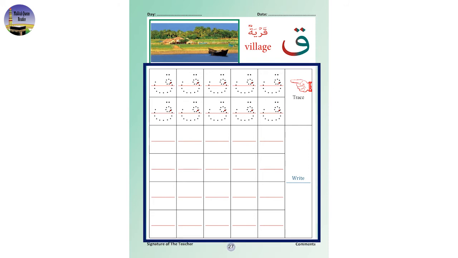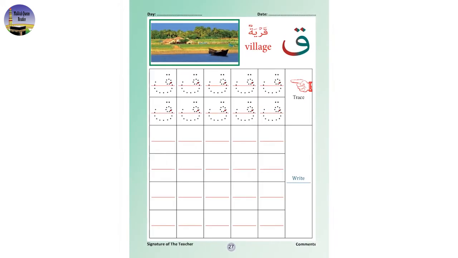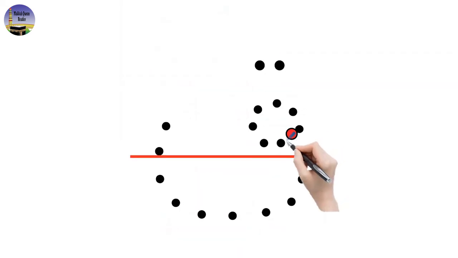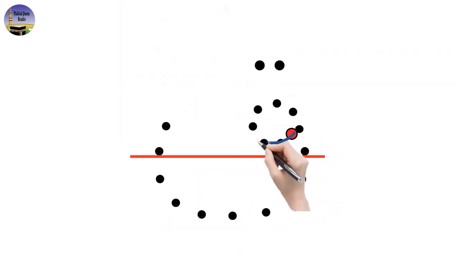Now we will join the dots of qaf. How to write qaf? There is a finger. It's shown you that Arabic starts from the right side. First one. Start from the red dot.